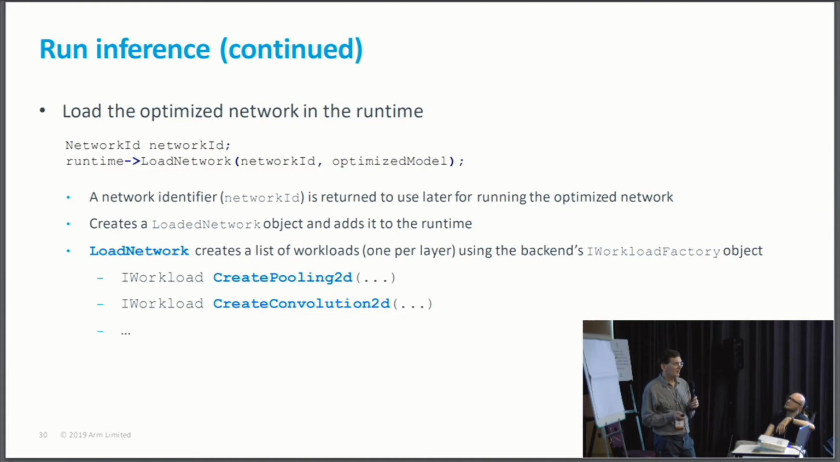And the loaded network object will create a list of workloads, one per layer, using the backend's workload factory object. The workload factory object, which we'll describe later, is something provided by the backend. It has to support methods like create pool 2D to create a pool 2D layer, create convolution 2D for a convolution 2D layer, and so on for all of the layers that you want your backend to support.